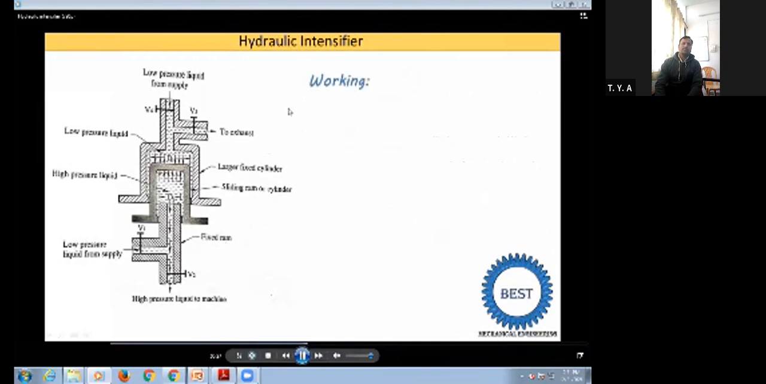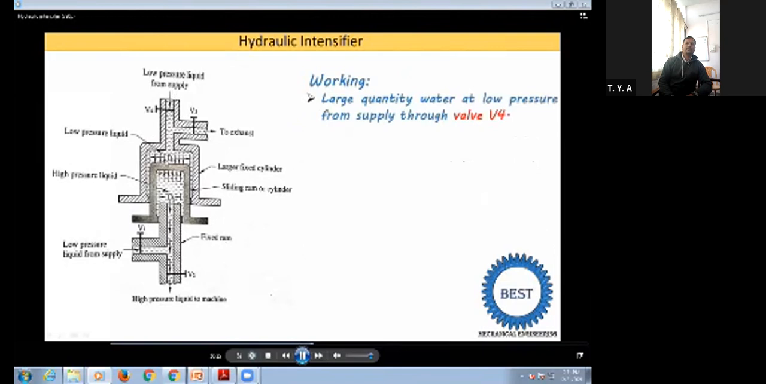Working is started by opening the valve V4. When the valve V4 is opened, a large quantity of water at low pressure is supplied into this large cylinder. So when we supply the water in this large cylinder, what happens? It acts with pressure on the sliding ram, and the sliding ram moves down and reaches the bottom position. Now after that our real working starts. The V2 valve and the V4 valve are closed.